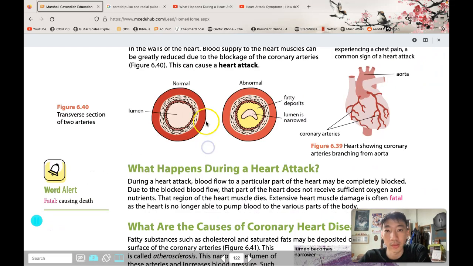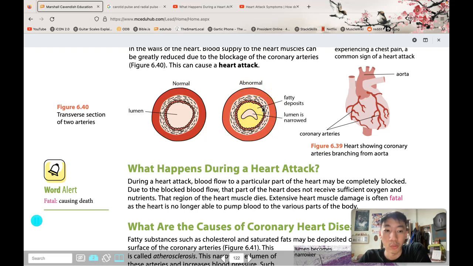Let's take a look at this blockage. In a normal artery, the lumen is generally about medium, right? Not super big as compared to the vein, but it's about medium size. It's a normal size. You can see the thick muscular walls, right? The elastic walls, everything. And that's what happens during abnormal artery.